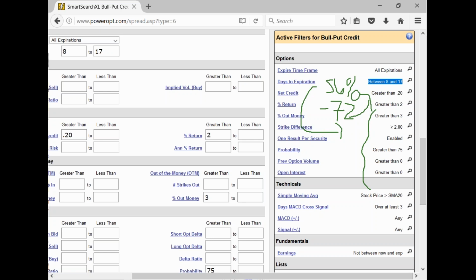Meaning that, yes, I know what you're saying. Once you take a hit in insurance, you've got to pay everything out and maybe declare bankruptcy if you're the insurer. I understand that. But what was happening is going 1 week out on 2-point spreads with a 75% probability, you're looking at net credits of 8 or 9 cents on a 2-point spread. And in order to get this 8 or 9 cents, you're only 2% out of the money.